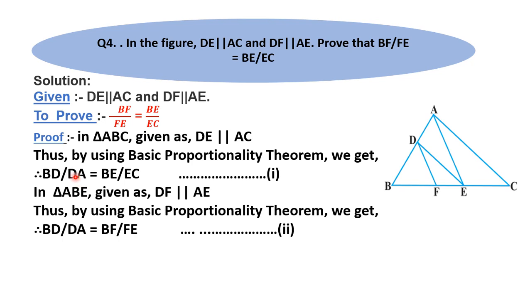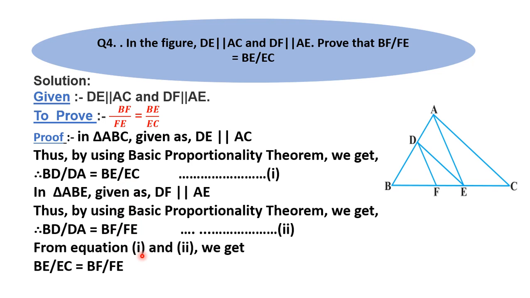Now observe these two equations, first and second. In the first, BD upon DA, in the second the left hand side is also BD upon DA. So the left hand sides are equal. So we can write the right hand sides are also equal, as things which are equal to the same thing are equal to one another. So we get by equations 1 and 2, BE upon EC is equal to BF upon FE.